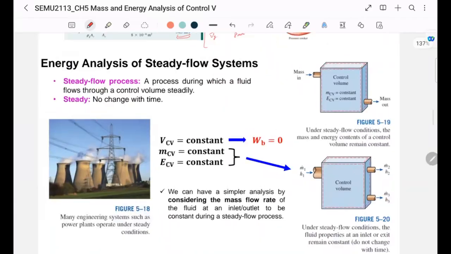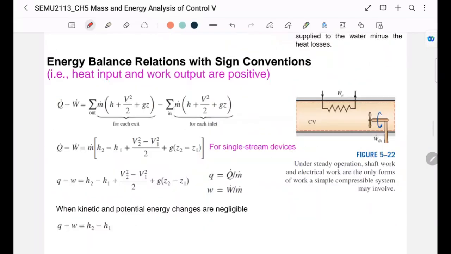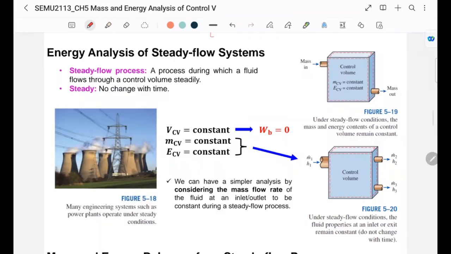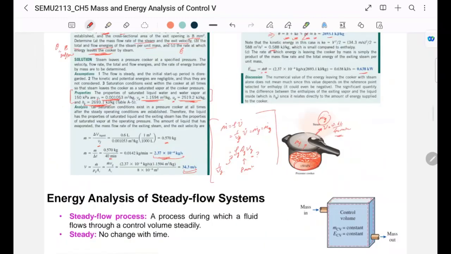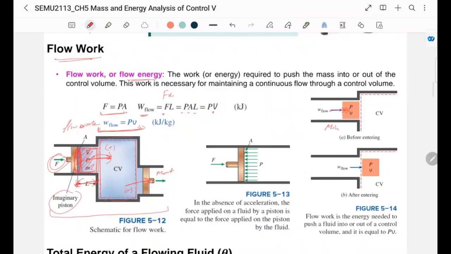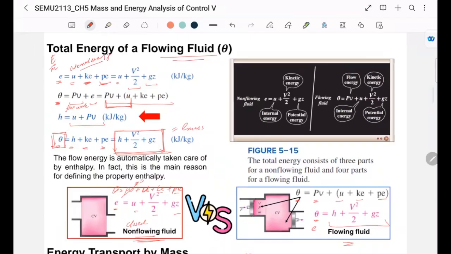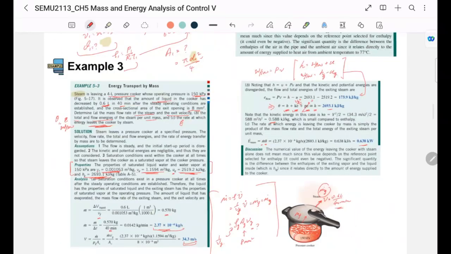Right then. So let's look at how we analyze a steady flow system then. Steady flow open system. So we look at how we define energy already, the flow work basically, and then the total energy in the flowing fluid. So we look at conservation of mass, we look at how we define the energy of it. So then let's apply that to a steady flow system.